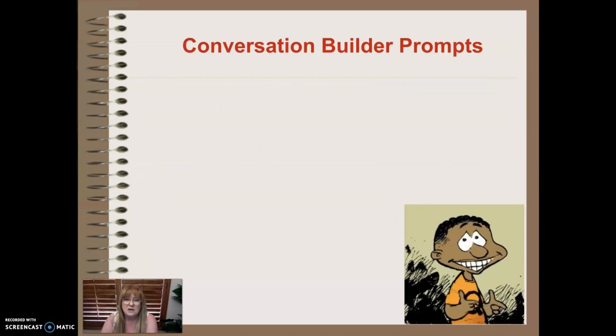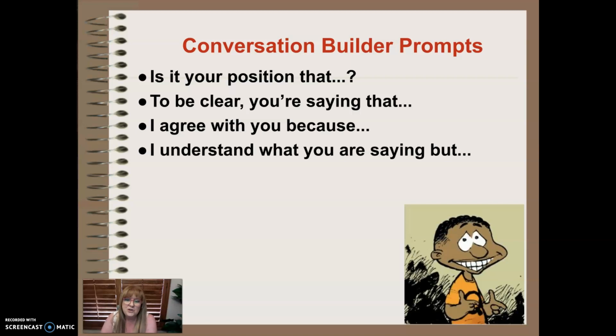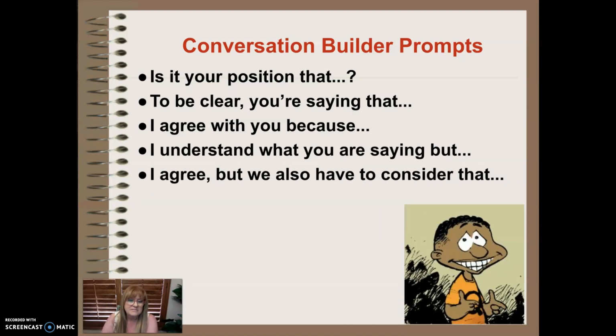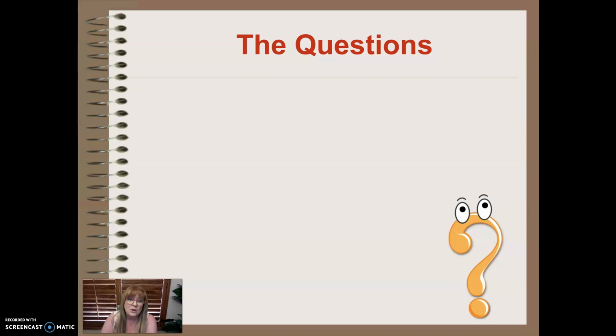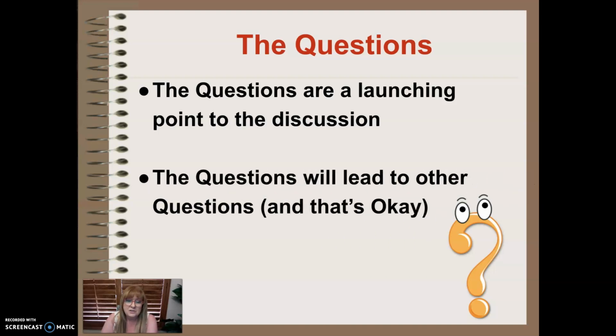So here's some conversation builder prompts that I thought I'd share with you. Is it your position that, or maybe you could say, to be clear, you're saying that, or I agree with you because, or you could disagree. I understand what you are saying, but. I agree, but we also have to consider that. And I agree and also think that, and these are just a few of them. So the questions. The questions are a launching point to the discussion, and it could lead to additional questions, but that's okay.